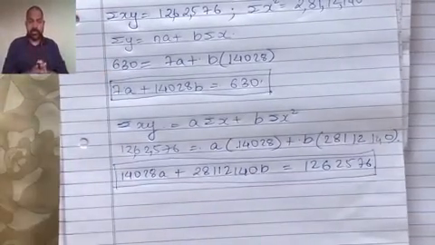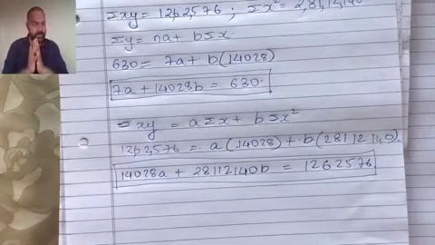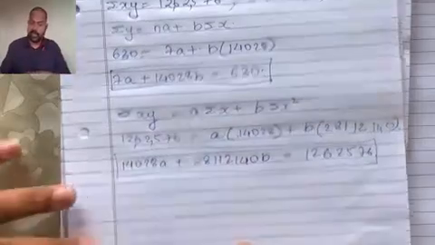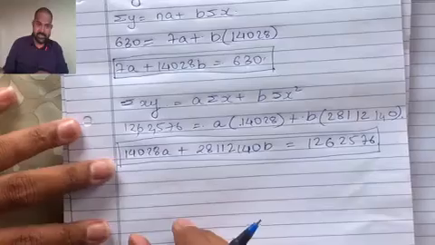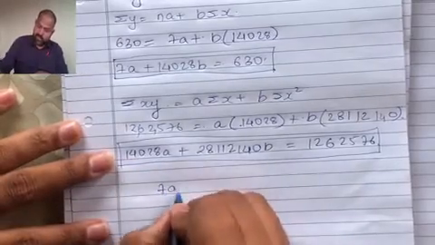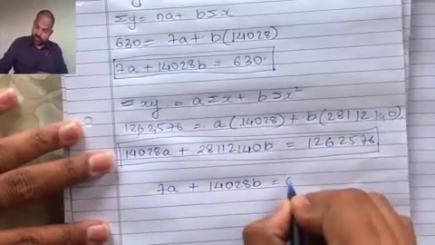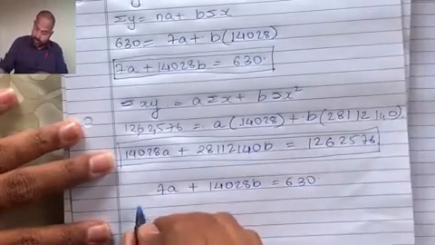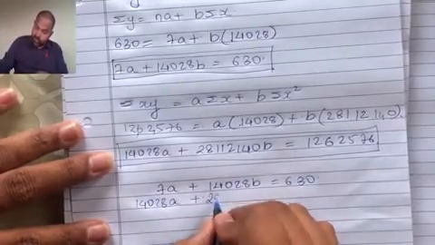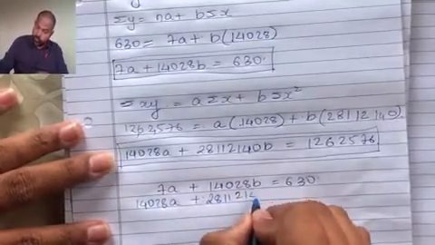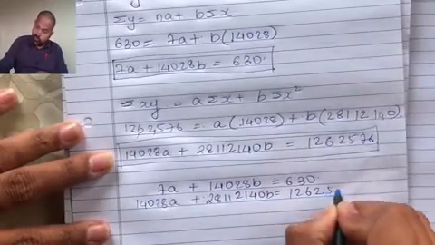I know this looks cumbersome. I know it feels cumbersome. I just want you to humor me and play along. I'm going to write the two equations together because I have to solve them. Let's start writing down the first equation. 7a plus 14028b is equal to 630, and 14028a plus 281 12 140b is equal to 126 2576.